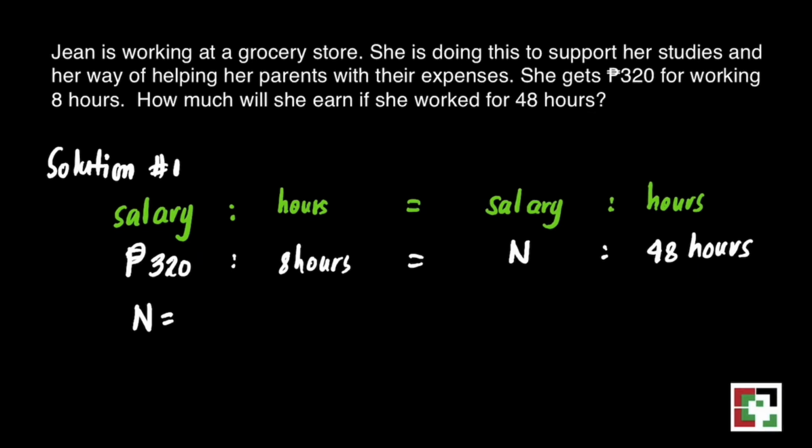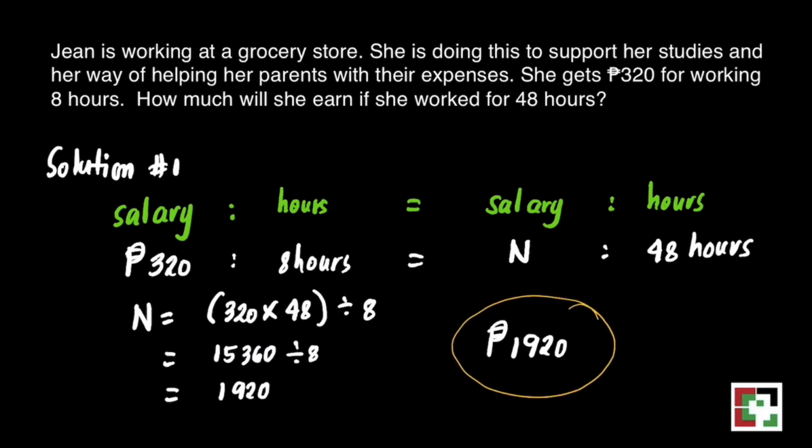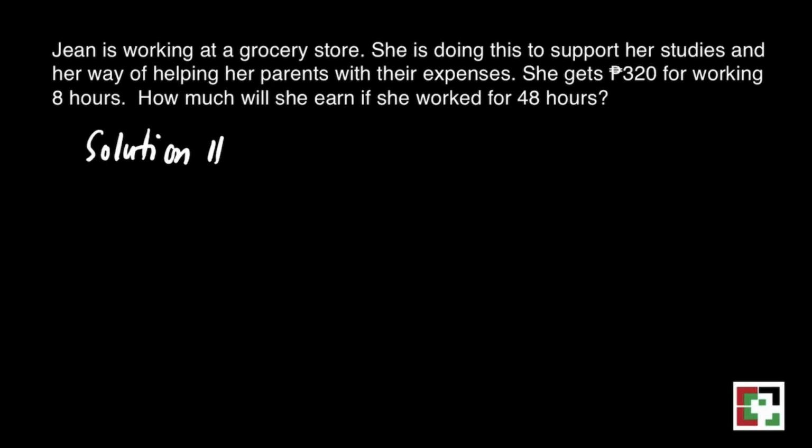That will give us n is equal to 320 times 48 divided by 8 hours. 320 times 48 will give us 15,360 divided by 8. 15,360 divided by 8 is equal to 1,920. This means that Jean will receive 1,920 for working for 48 hours. And that's it.